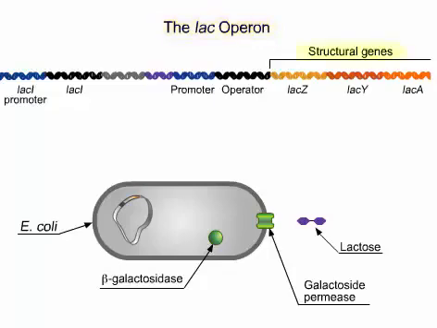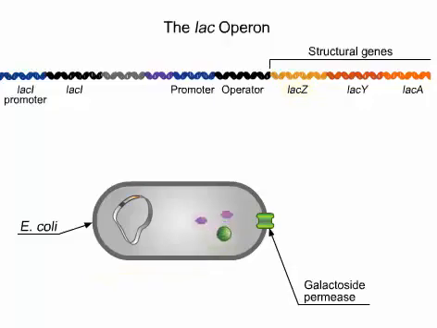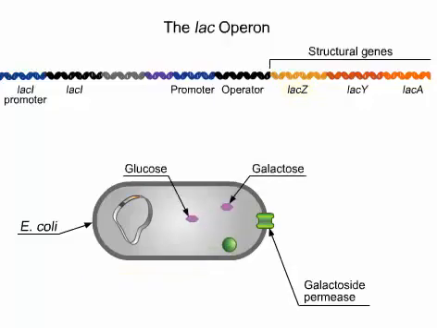There are three structural genes in the operon. The Lac-Y gene encodes the protein galactoside permease, which transports lactose into the cell. The Lac-Z gene encodes the enzyme beta-galactosidase, which cleaves lactose into glucose and galactose. Researchers are uncertain whether the other structural gene, Lac-A, plays a role in lactose metabolism.